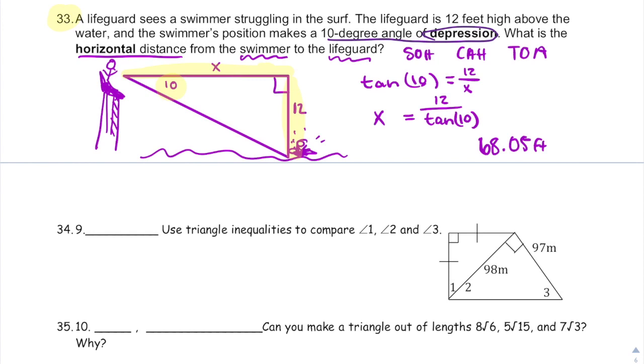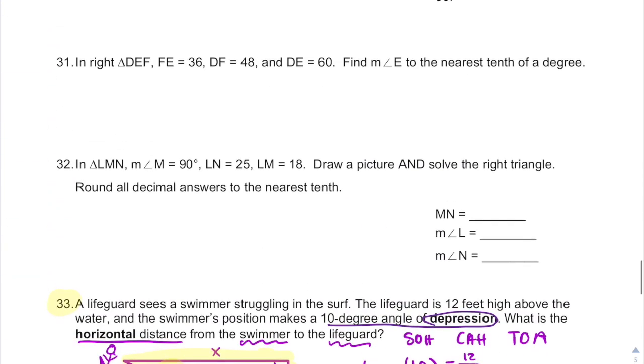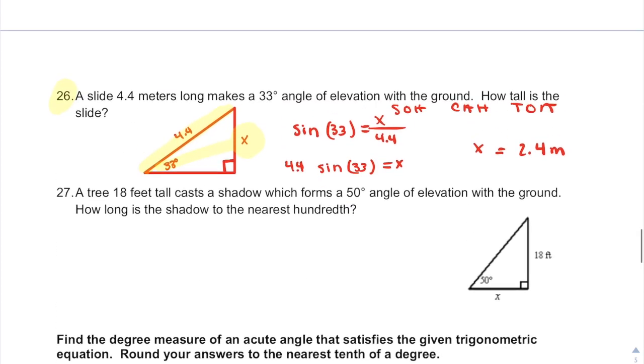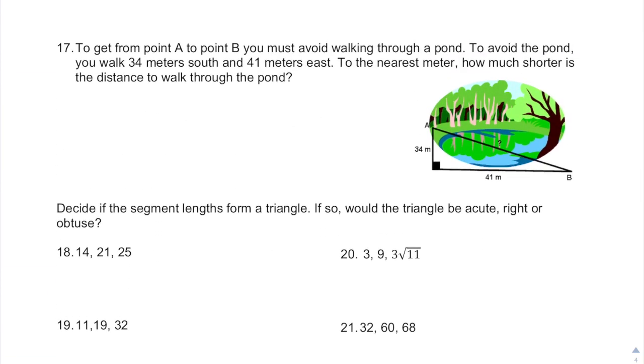So all these word problems are done. If you're stuck on the pond problem, the basic idea is we're walking the 34 plus 41 meters, so a total of 75 meters. It says how much shorter. Shorter is the key word that we're going to need to subtract.